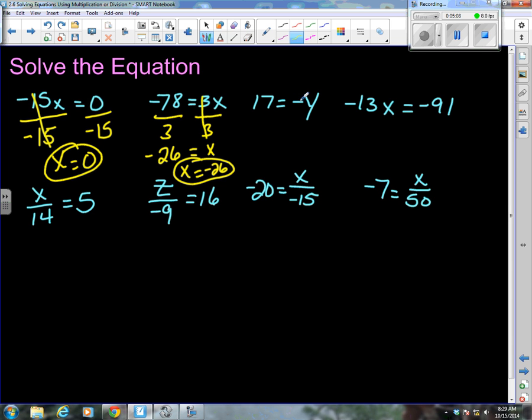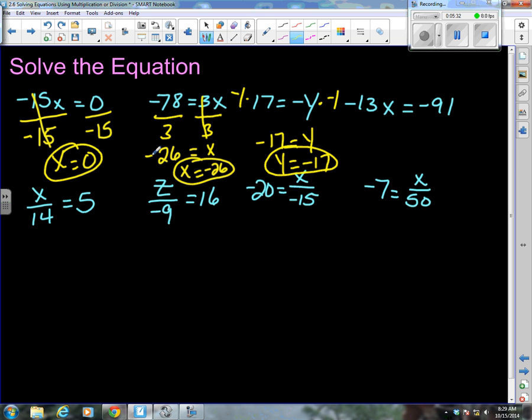Okay, I've got a negative y equals 17. I want to know what positive y equals. Okay, so if I multiply both sides by negative 1, doesn't that change the sign of the y to positive y? Because negative 1 times negative y becomes positive y. And negative 1 times 17 is negative 17. And this is my answer. y is equal to negative 17.